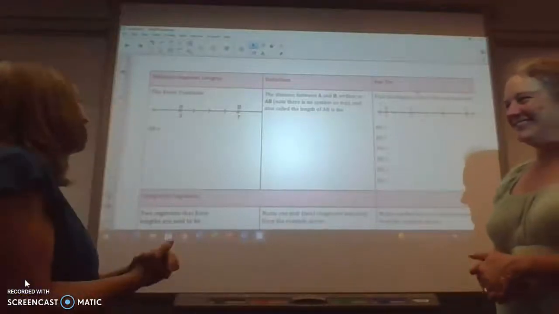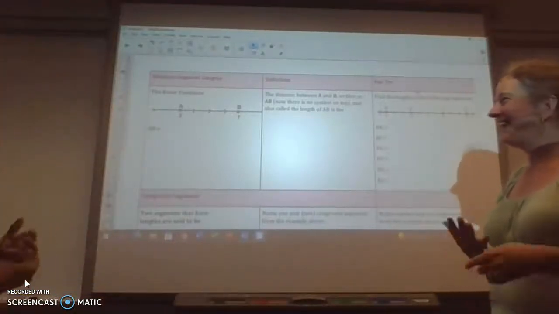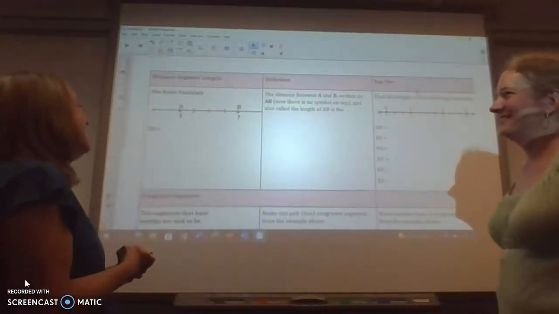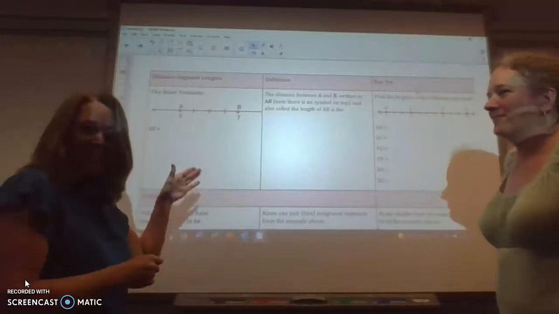Okay. Oh, there we are. So today we're doing distance and segment lengths, right? The ruler postulate is our first.